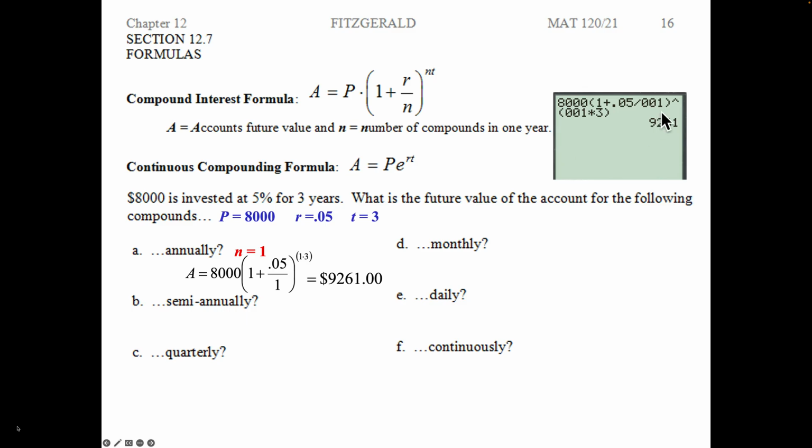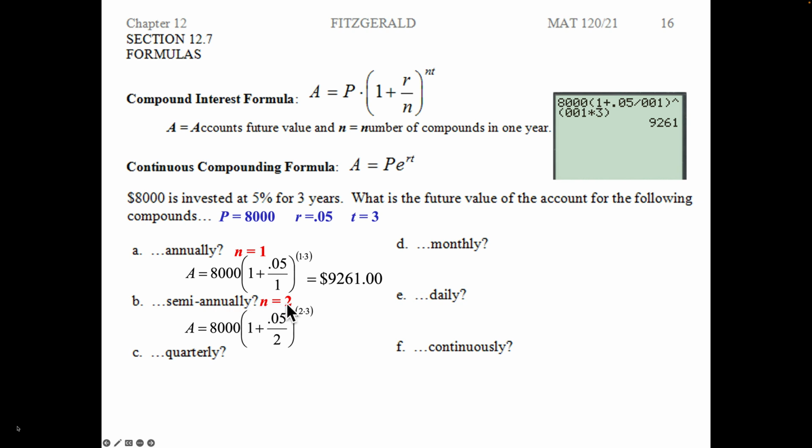No. But what I'm going to do in my calculator, which might be wise for you to do because they usually ask you different number of compounds, is to put it as 8,000 left parentheses 1 plus 0.05 divided by 1. That's still a 1. But this number of compounds, which goes up to daily, means 365. We'll just type over that when we get to daily. So raised to the power of 1 times 3 is $9,261.